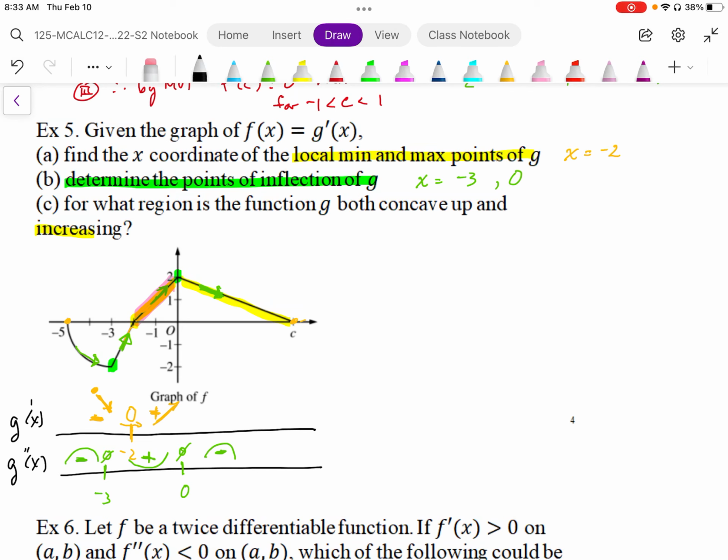So in the region from -2 to 0, the g graph is both concave up and increasing.